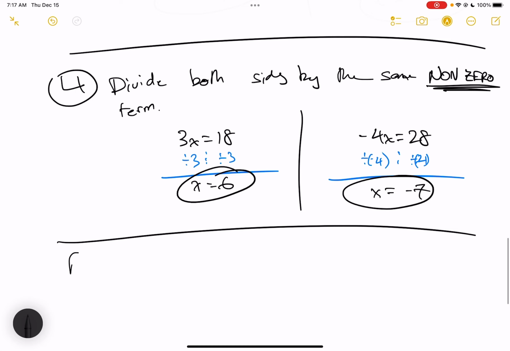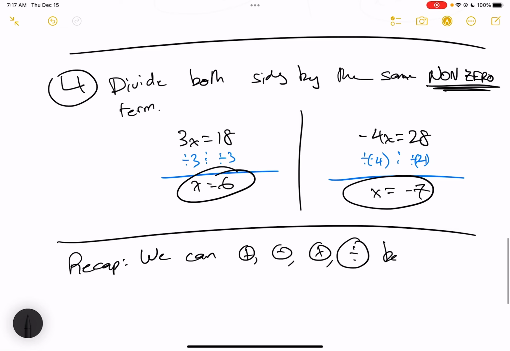So basically, the recap, we can add, subtract, multiply, or divide both sides by the same term. And the logic that we're going to use to do this, well, that's what we'll see in our next lesson.